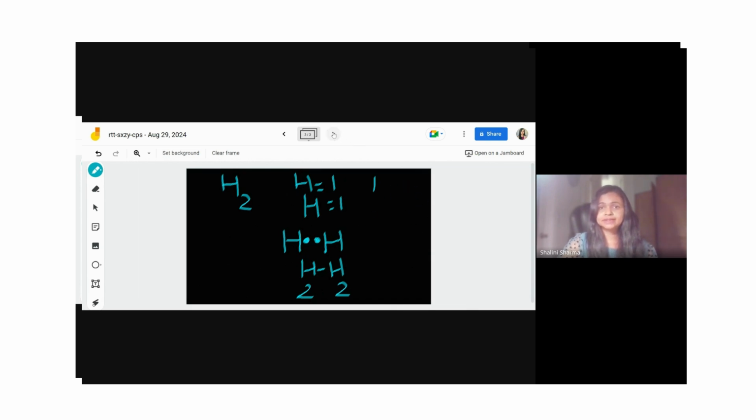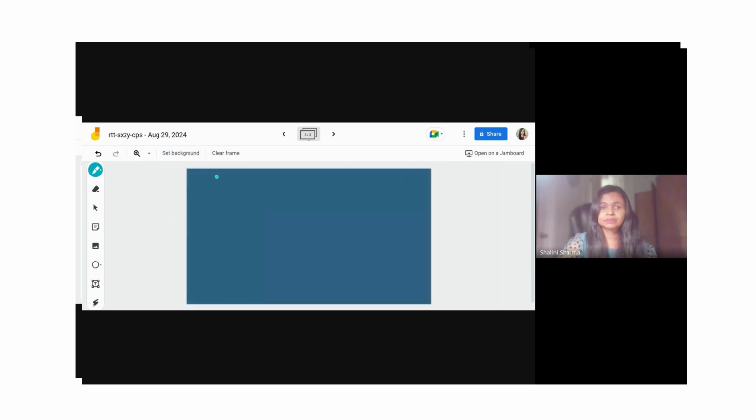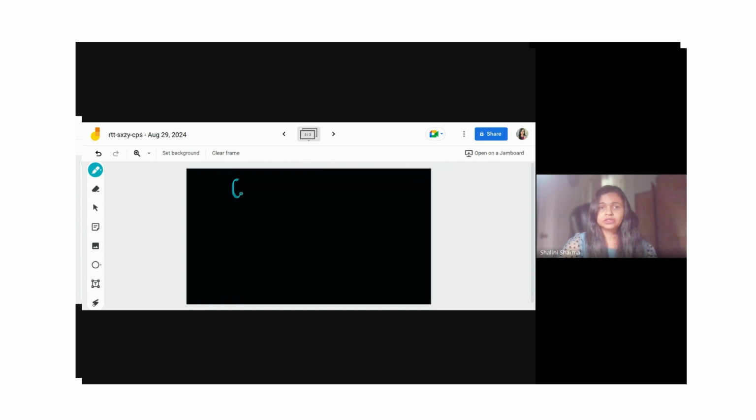Now, next is oxygen. Oxygen molecule. We have to find out the atomic number, and for oxygen it is 8. What's the valence electron? 2 in the first shell, and 6 valence electrons, since it belongs to the 6A group of the periodic table. There are two oxygen atoms. They're going to become stable if both oxygen atoms acquire 8 electrons. So we're going to draw both oxygen atoms, and then distribute these 6 valence electrons around the oxygen atoms and draw their electron dot diagram.